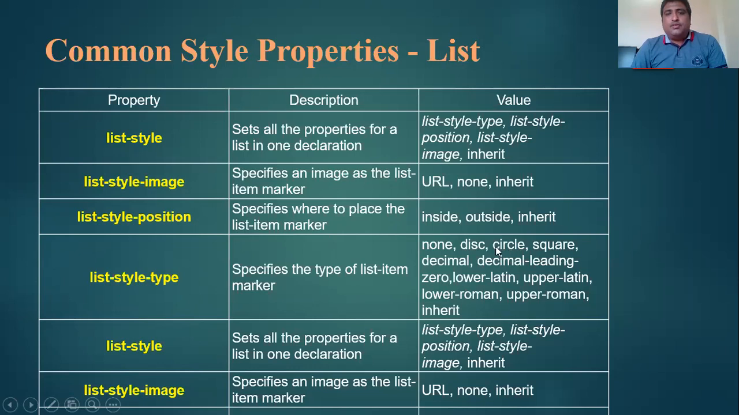Then list style type, whether we want a list item with circle shape, disc shape, square shape, or in number, in Roman format, that we specify in list style type. List style sets all the properties of the list in one declaration. All the properties that we want, we define in one declaration. And the last one is list style image. Specify an image as the list item marker URL. And here we set the image using the URL attribute.